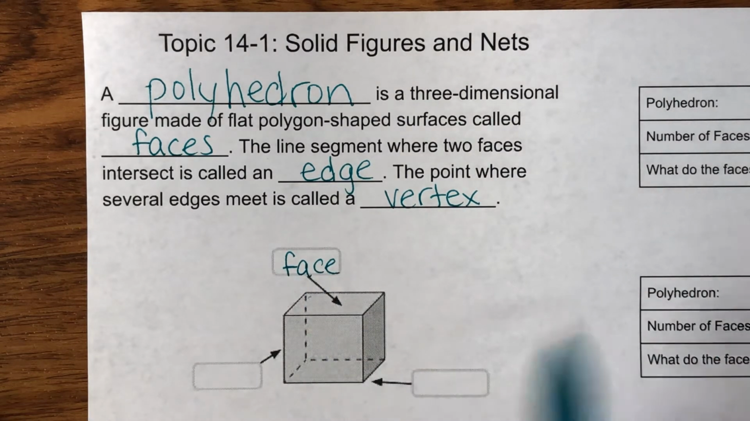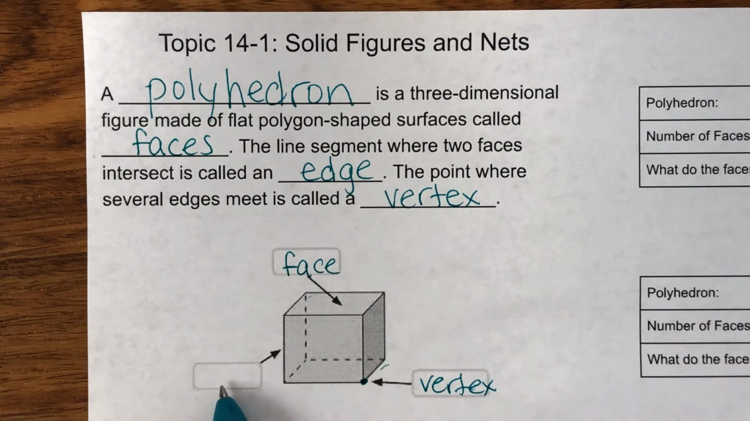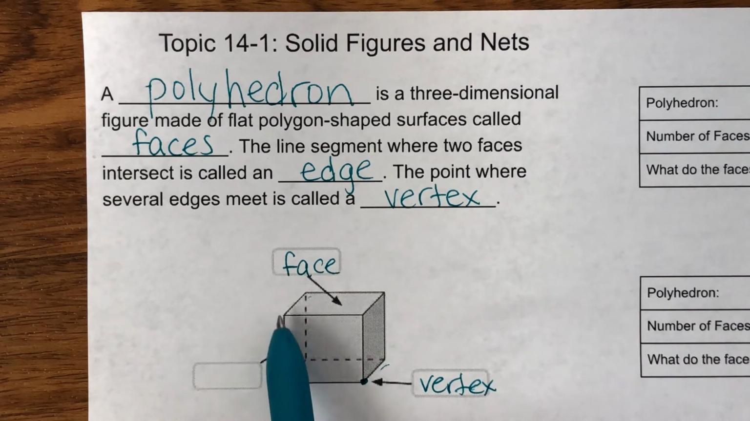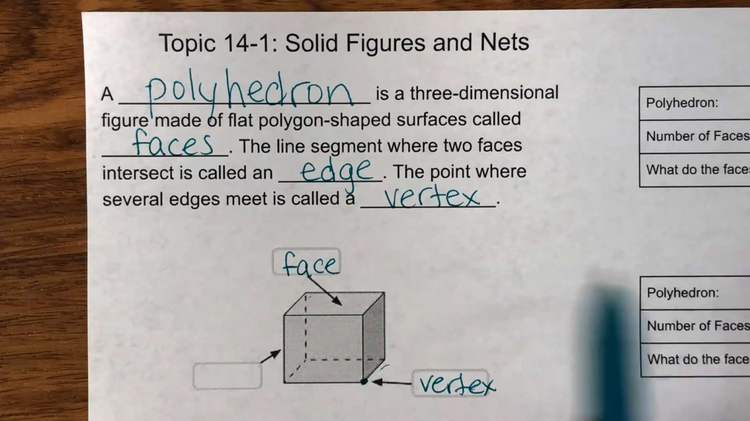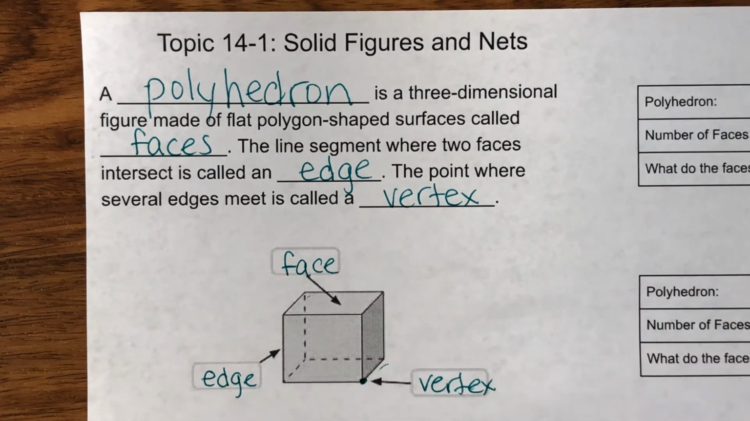This arrow is pointing to this point right there, where all of these lines are meeting. What would we call that point? We would call it a vertex or a vertice. And lastly, this arrow is pointing to this line. What would we call that? We would call that an edge. So these are all of the parts of different polyhedrons. All polyhedrons have faces, edges, and vertices. It just depends how many they have, which identifies them apart from each other.